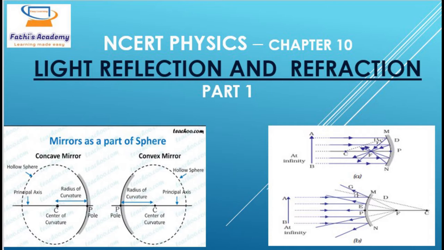Today, we are going to discuss light reflection and refraction, which is in chapter 10 of your NCERT science textbook. It is a part of your physics subject. Okay. Can we see anything in a dark room? We cannot see anything in a dark room.